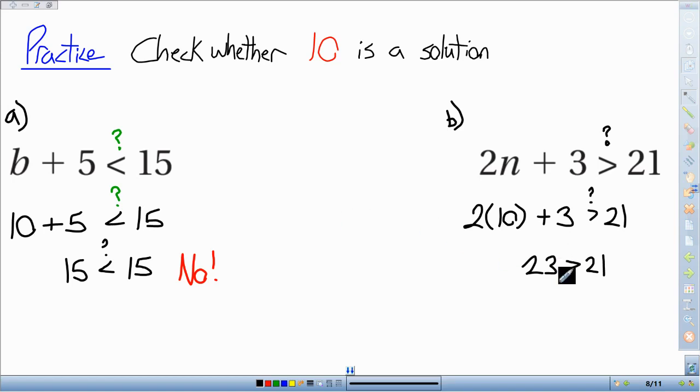But if you didn't know this was a greater than symbol, and you accidentally thought it was less than, you might get this wrong, right? So that's really what this lesson is all about, remembering what these symbols mean. Okay, so this does work. Let's go ahead and say, yes, it is a solution to the inequality.